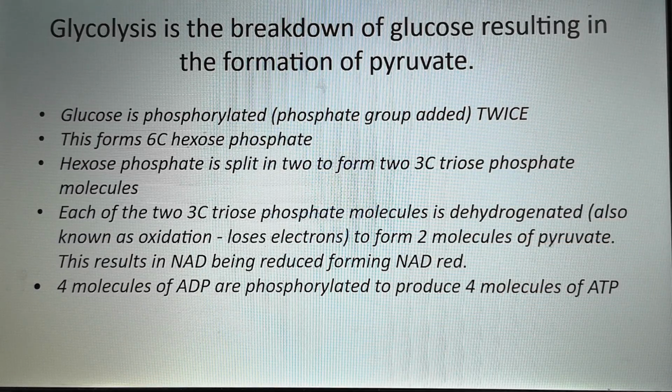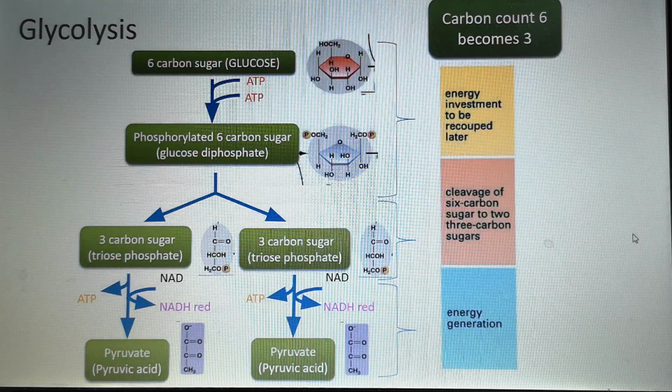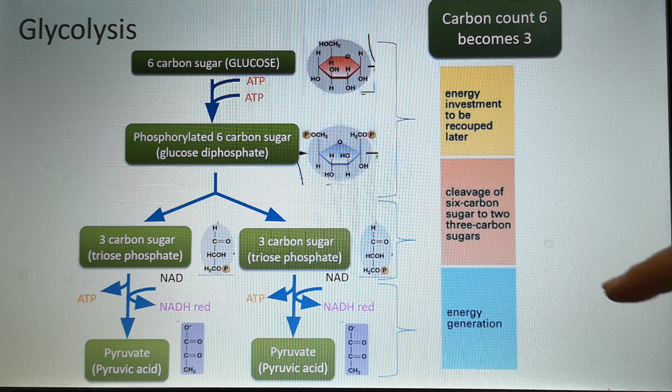During this process, there is enough energy released to phosphorylate 4 molecules of ADP. So we are actually producing a little bit of ATP in glycolysis, but not much. Okay, so this is basically the 3 reactions that you need to know for glycolysis. And this is the description of what's going on.